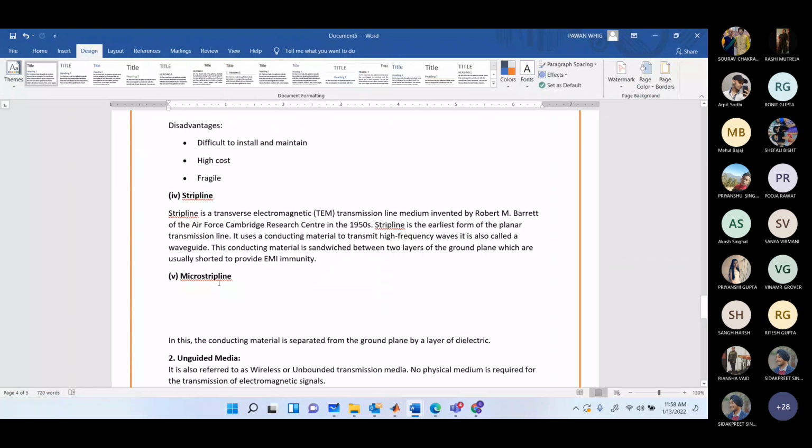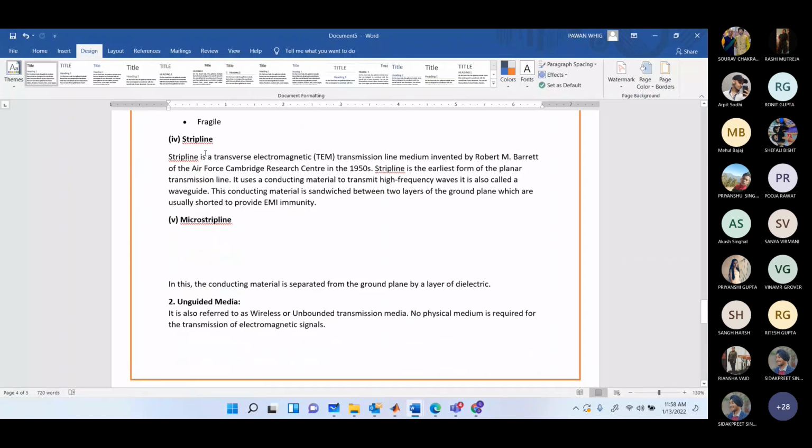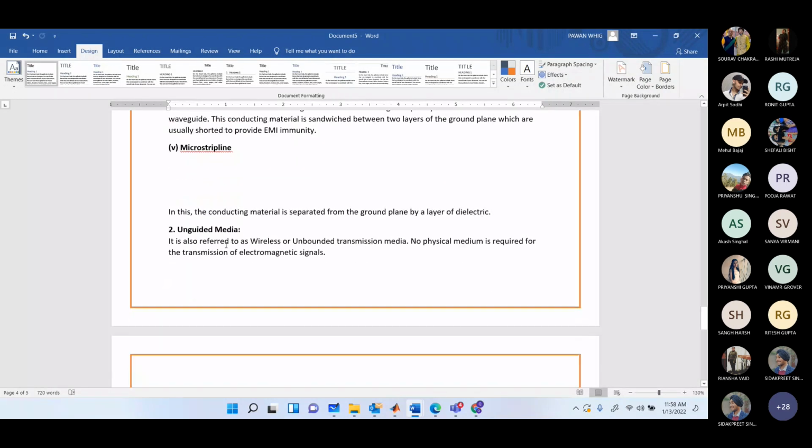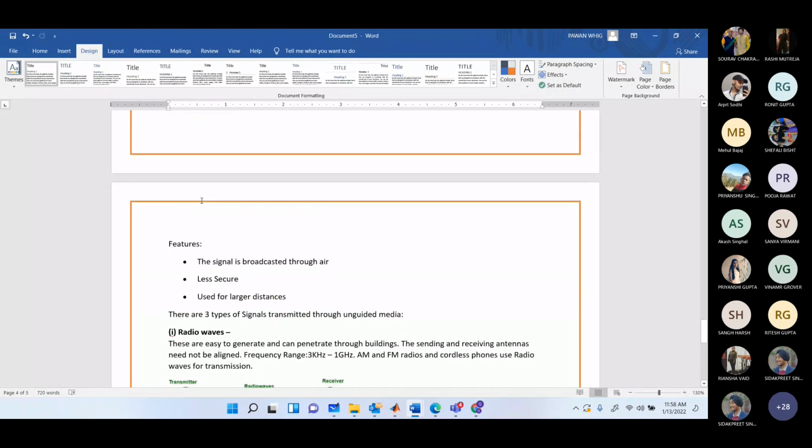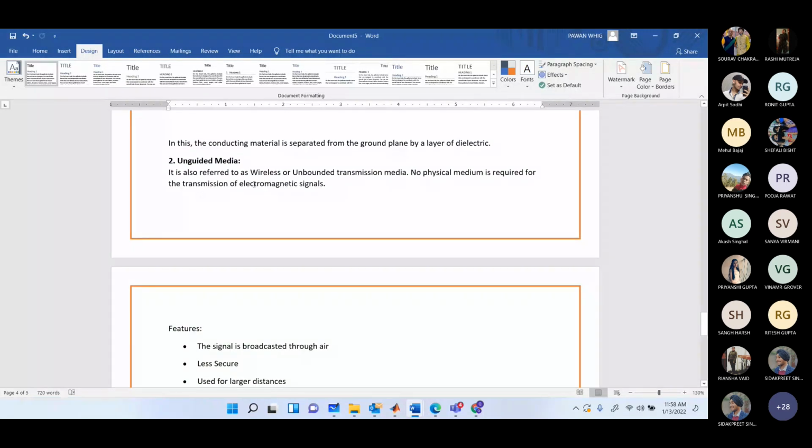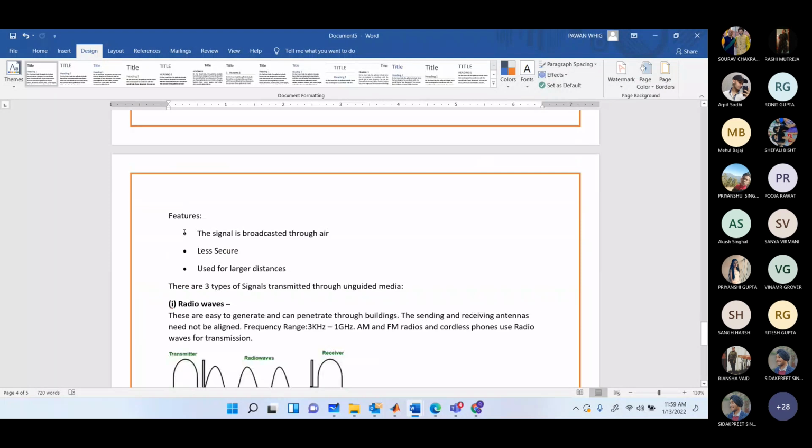Yes, so micro strip line is also one of the types of strip line. In this, the conducting material is separated from the ground plane, so you need not go into the depth of this, but you have to understand these are the guided media. And if we are talking about unguided media, I already told you, it means wireless, and no physical medium is required. Now the features are: the signal is broadcast through air, it is less secure, and it is used for larger distances.